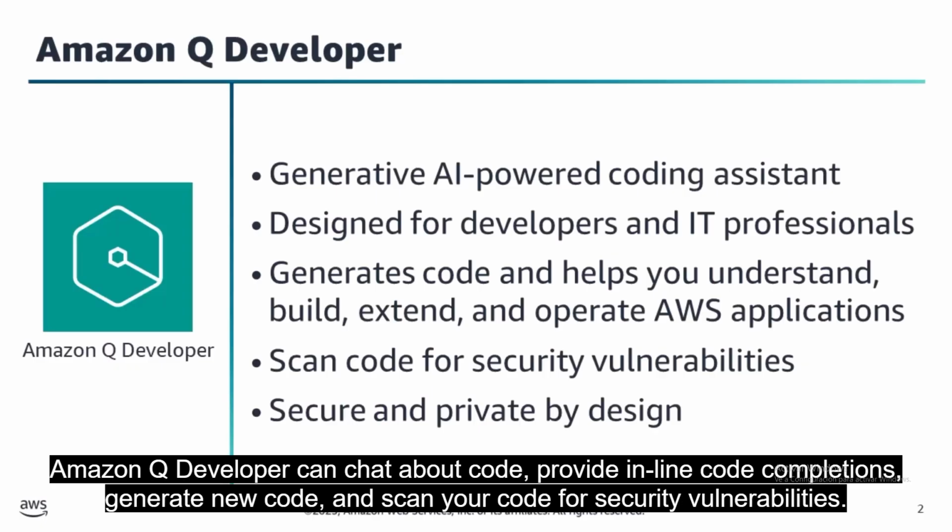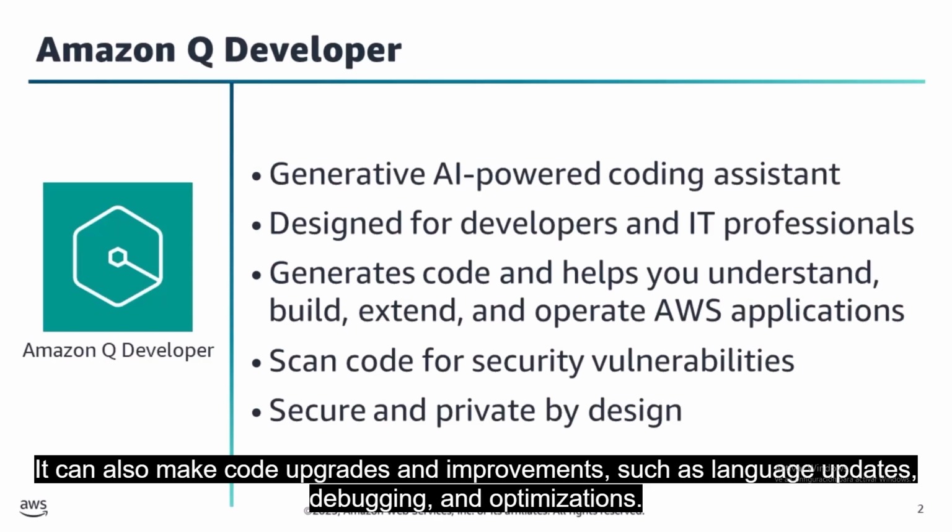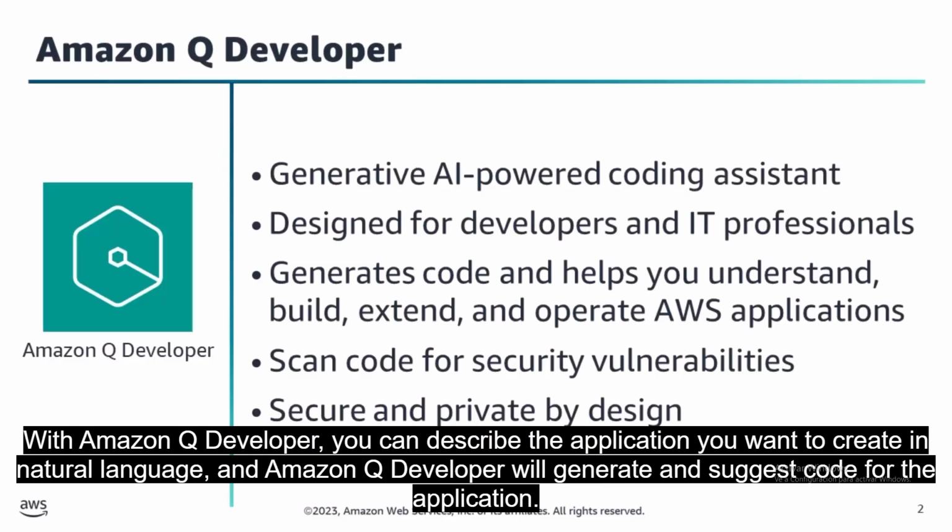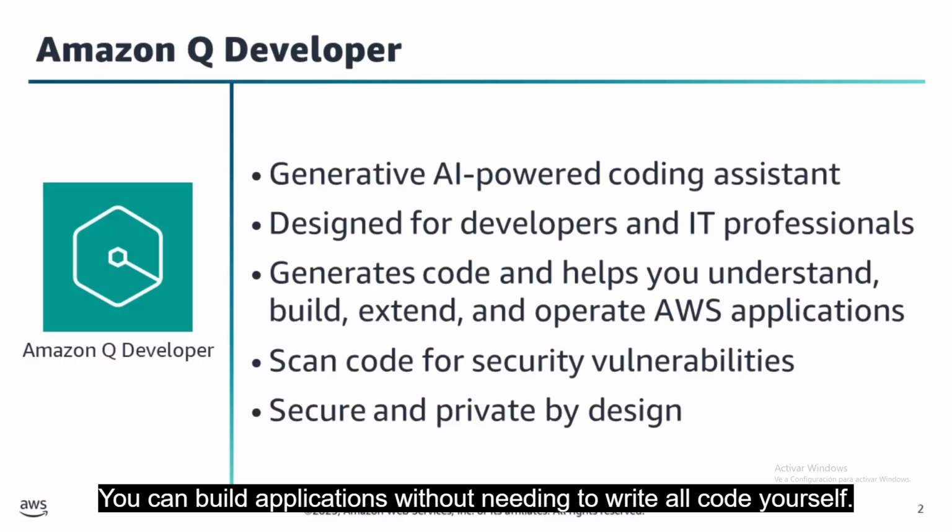Amazon Q Developer can chat about code, provide inline code completions, generate new code, and scan your code for security vulnerabilities. It can also make code upgrades and improvements, such as language updates, debugging, and optimizations. With Amazon Q Developer, you can describe the application you want to create in natural language, and Amazon Q Developer will generate and suggest code for the application. You can build applications without needing to write all code yourself.